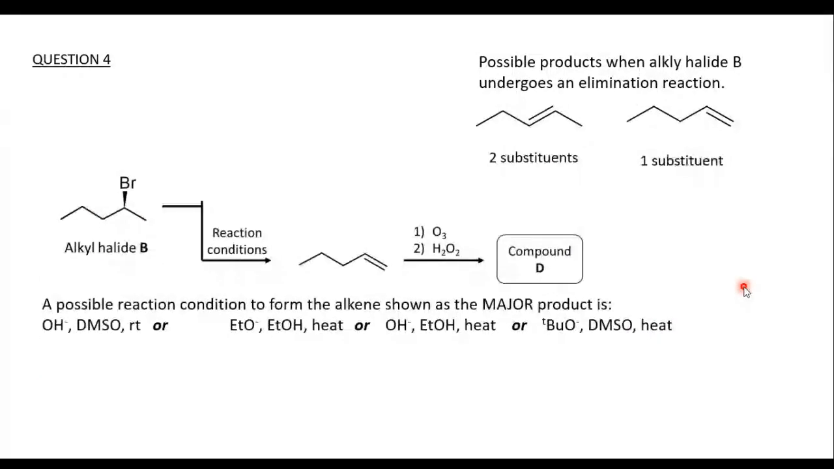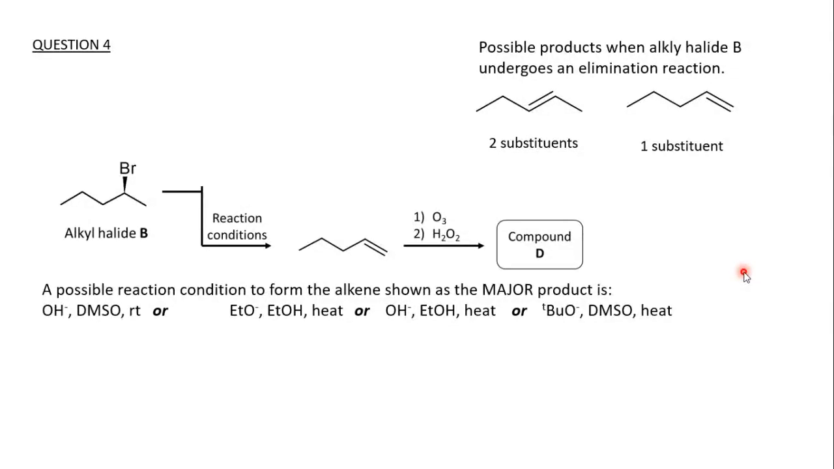Okay, all right, so the last part of question 4, or the second to last part of question 4, is asking how you can convert an alkyl halide to this particular alkene. When we look at alkyl halide B, we know that elimination could give you two possible products. You could lose a hydrogen here, so the double bond is between this carbon and this carbon, or you could lose a hydrogen here, and the double bond is between here.